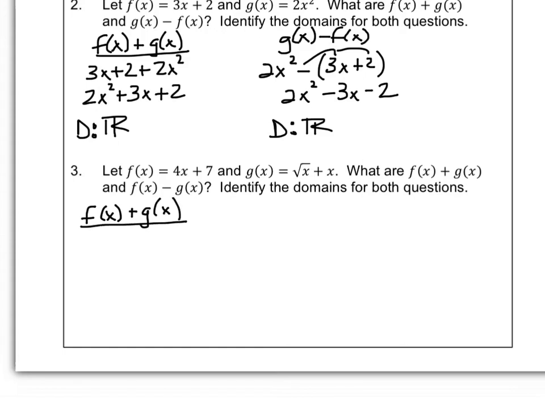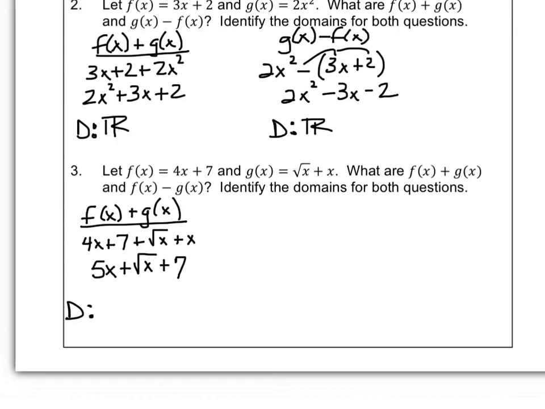As we look at this, I take f of x is 4x plus 7, plus g of x is the square root of x plus x. And now I'm going to combine my like terms. I've got 5x, I've got the square root of x, and I've got 7. Now, domain. I don't have any other like terms to combine, so now I look at my domain.